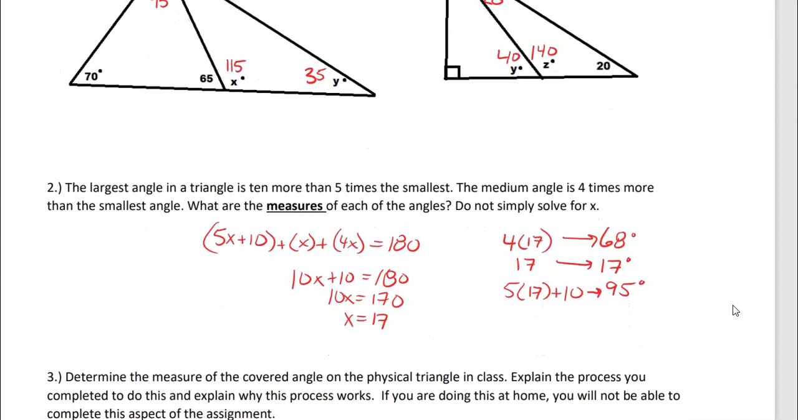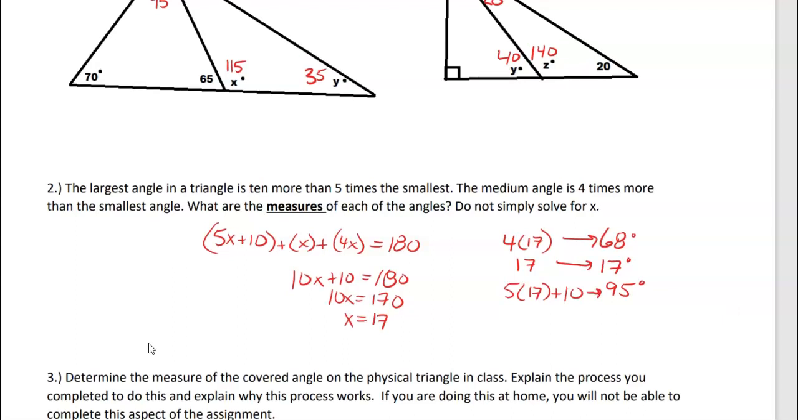Now on problem number 2 here, it says the largest angle in a triangle is 10 more than 5 times the smallest angle. The medium angle is 4 times more than the smallest angle. So this involves you having to first define the smallest angle as x, and then figure out the other two. If one of them is 10 more than 5 times that smaller angle, you can say 5x plus 10. The other one is 4 times as big as the smallest angle, that would be 4x.